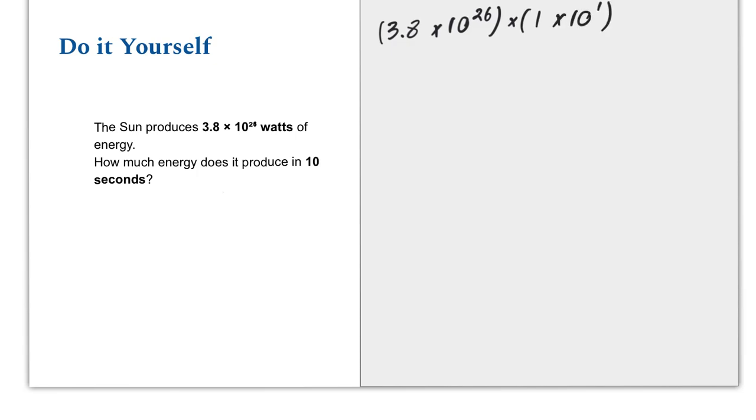Again, we're going to use our rules for multiplication. We're going to multiply our coefficients, and then we're going to add our exponents. Final answer is 3.8 times 10 to the 27th power.